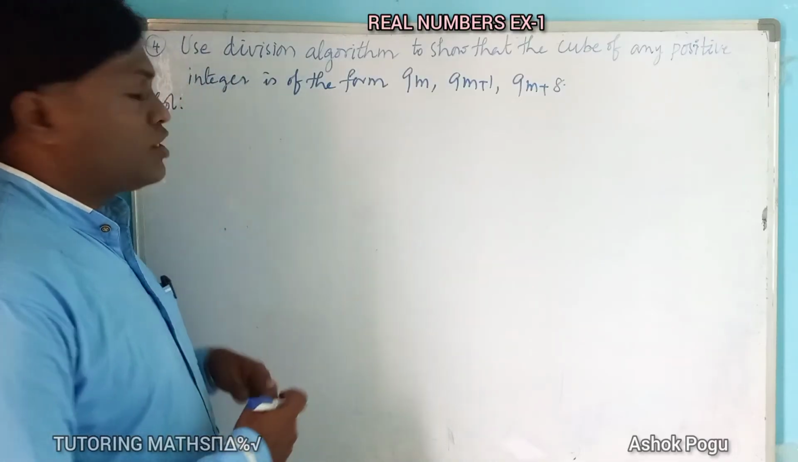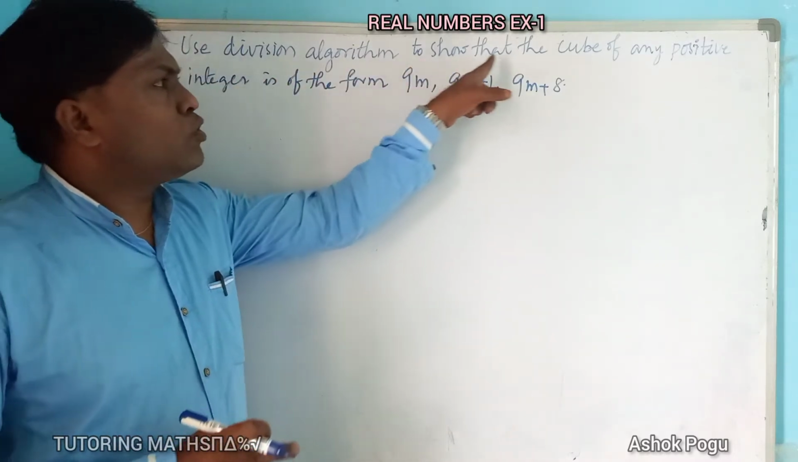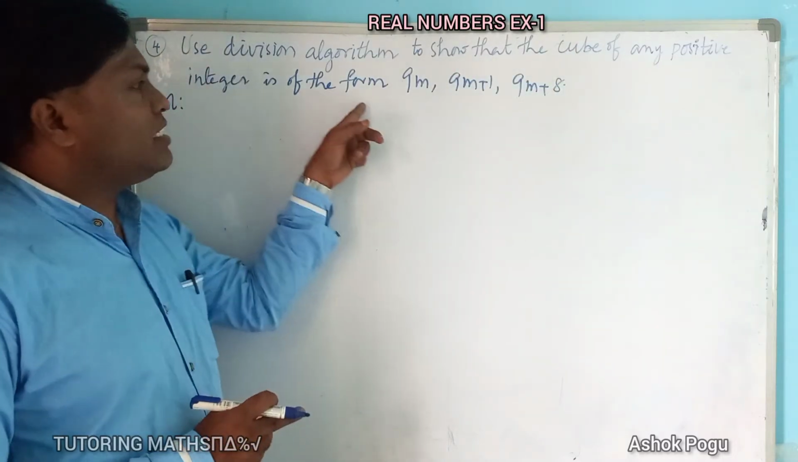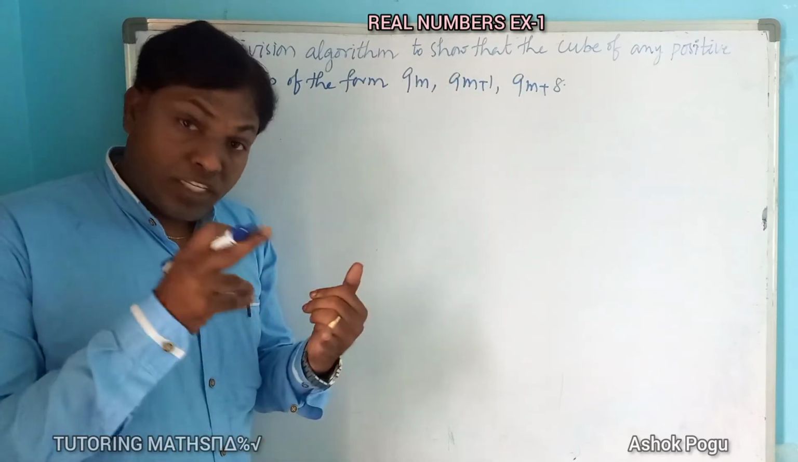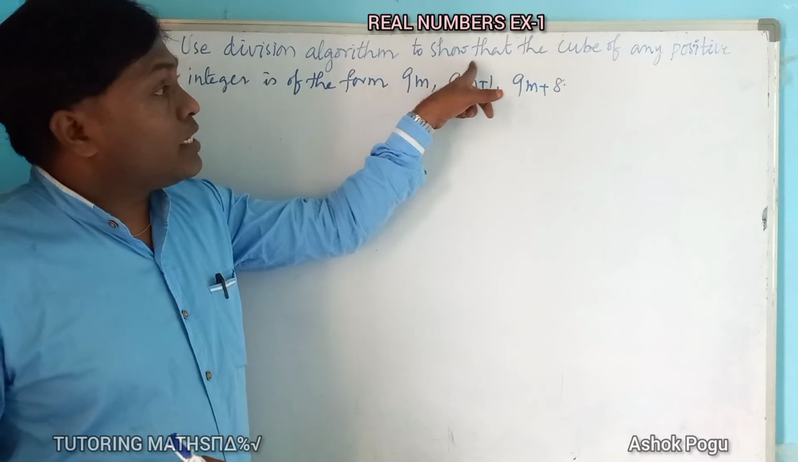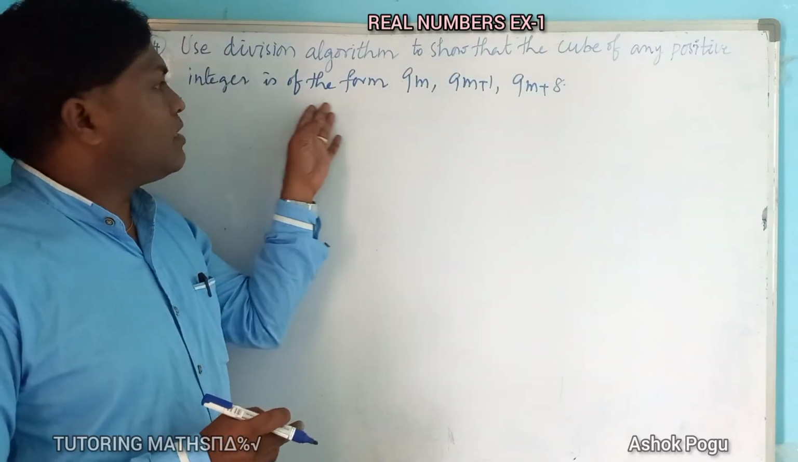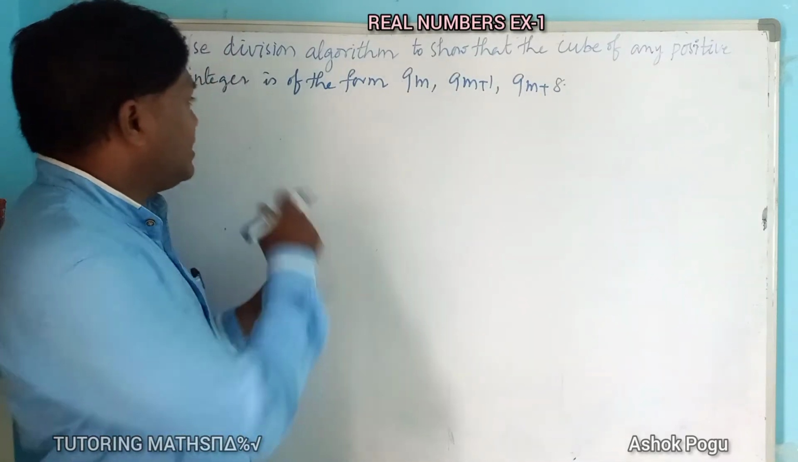Yes, the next question, number 4, is: use the division algorithm to show that the cube of any positive integer is in the form of 9m, 9m plus 1, or 9m plus 8. The square we have discussed in the previous question. Now, show that the cube of any positive integer is in the form of 9m, 9m plus 1, 9m plus 8. Yes, let us see the solution.